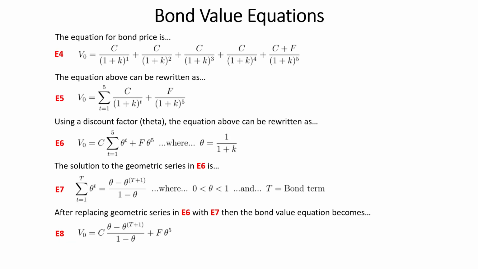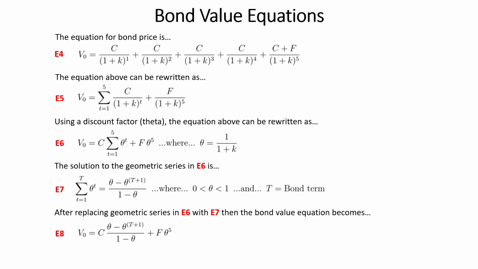In this slide, we want to take a look at some bond value equations. So if you look at E4, this is the equation for the price of our bond at time 0. Also note that if I discount something at 1 plus k, then I earn k. You can prove that mathematically. That's pretty much a no-brainer.